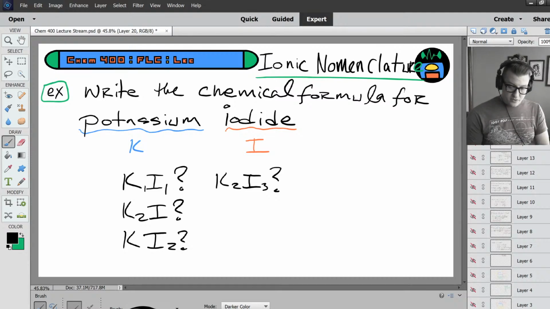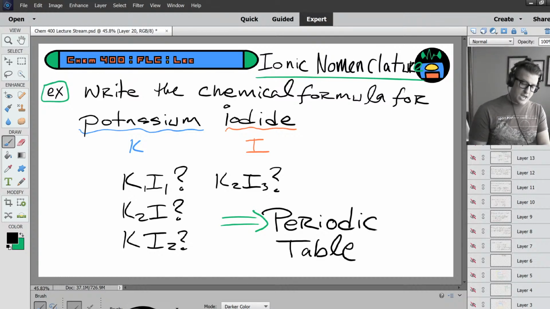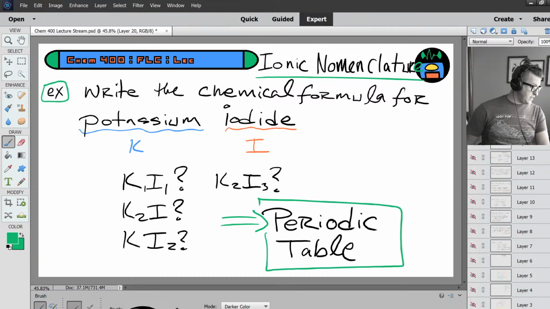The way you get out of this quandary is you've got to look to the periodic table. And on Wednesday, in lecture, we will learn how to use the periodic table to determine the cationic charge of a main group element or the anionic charge of a main group element, and those charges will tell us the ratio in which they come together. All right, so tune in Wednesday for that information.